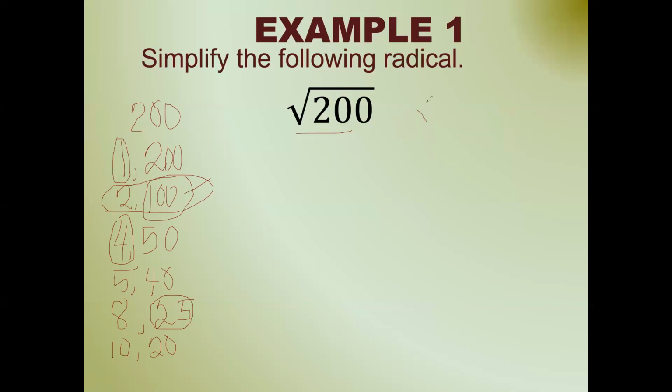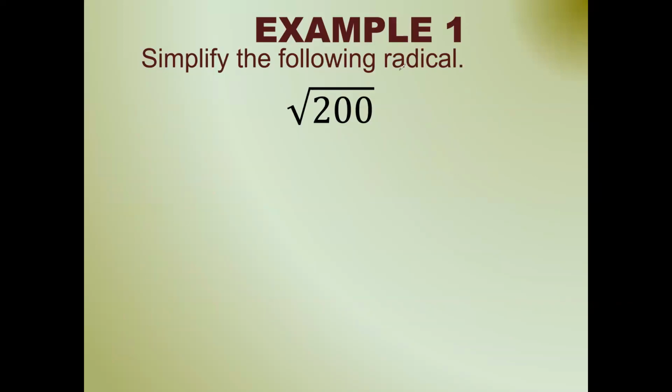So, this is square root of 2 times 100. We'll take out the square root of 100, that is 10. And matitira yung walang square root na factor, which is 2 sa loob. And this is the simplified form of square root of 200.